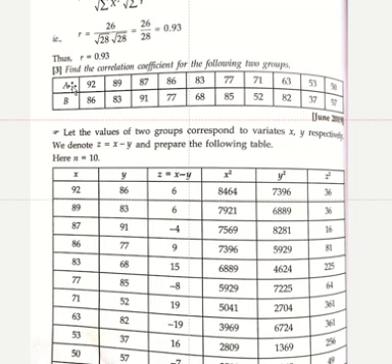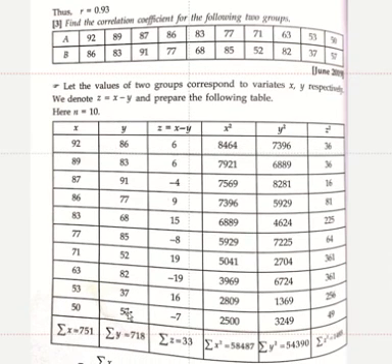Here, instead of A, I take small x. Instead of B, I take y. Therefore, these are the values of x, and these are the values of y. Take the summation of x, which is equal to 751, and the summation of y, which is equal to 718, and take z is equal to x minus y.